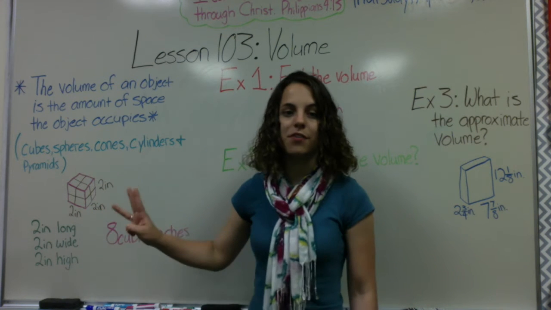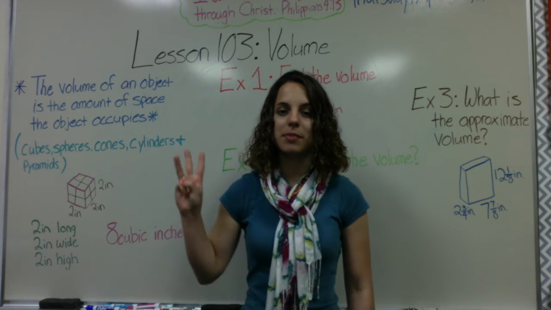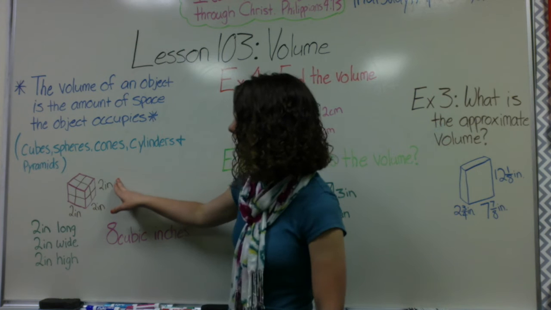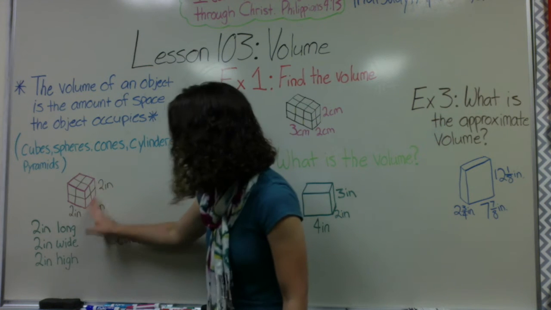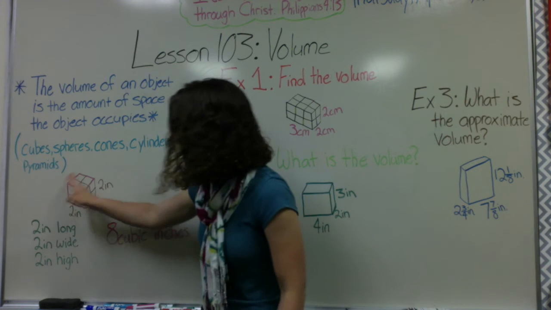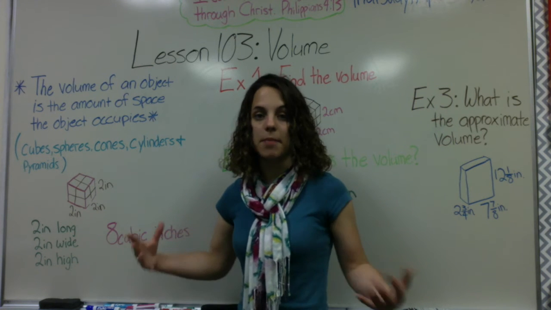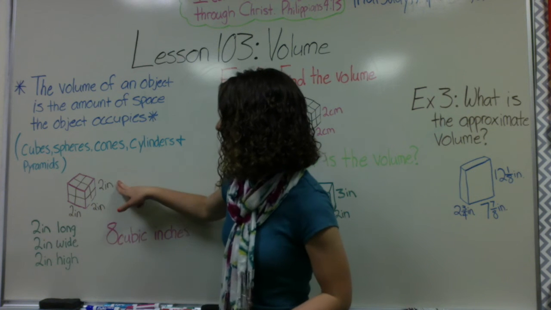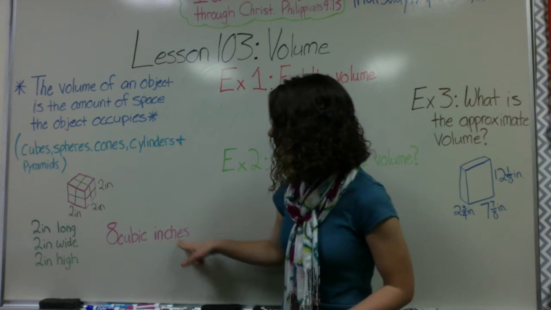Now you're always going to have 3 different dimensions because I have a 3D figure. So with 3D figures, I'm going to have 3 different numbers that I'm going to multiply together. Whenever I multiply these together, that shows me how many little cubic units I have in my rectangular solid or in my cube. So 2 times 2 is 4, and 4 times 2 is 8. So my volume is 8 cubic inches.